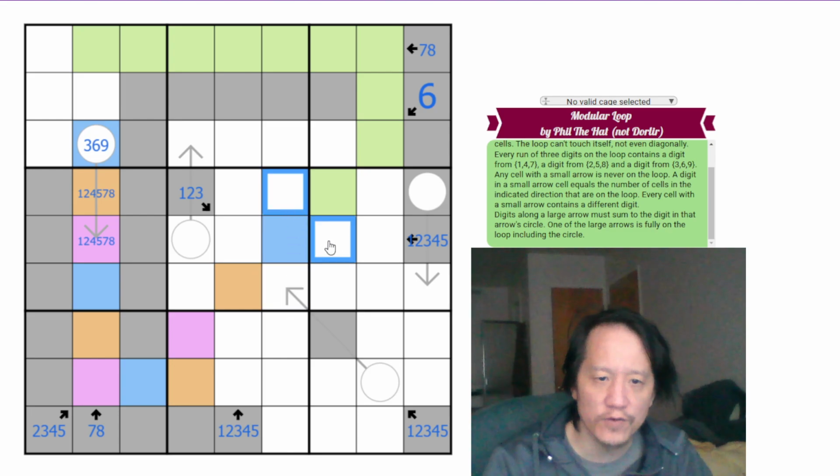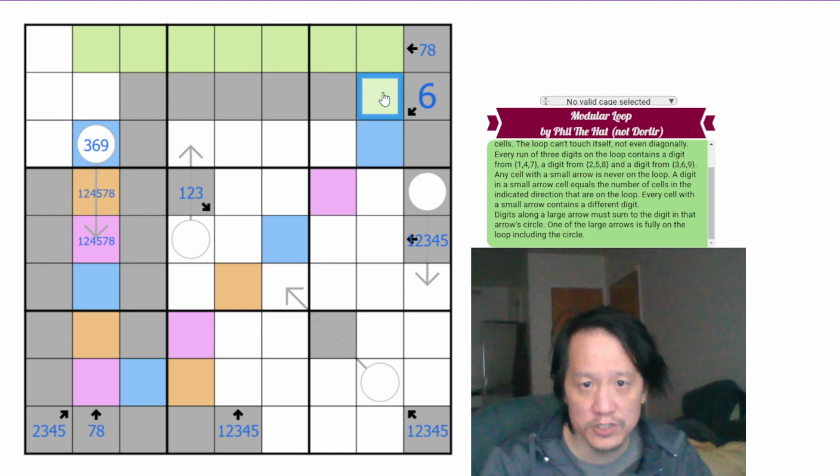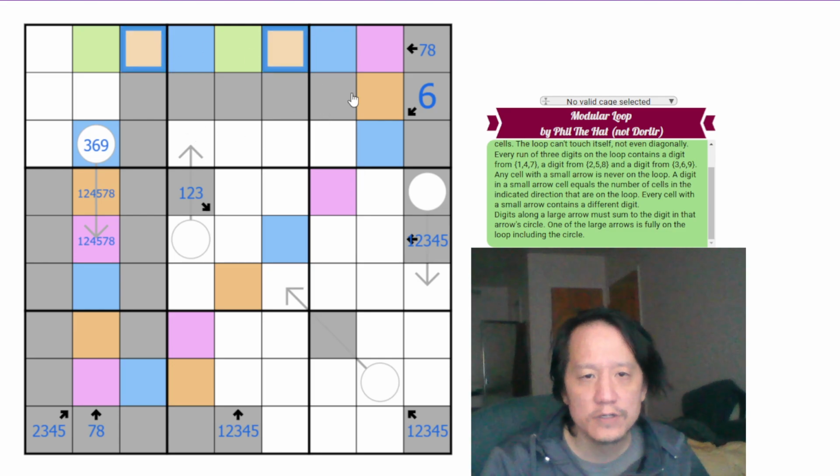Now it's blue followed by orange, so this is pink. This is pink followed by orange, so now this is blue. So this is blue, this is orange, this is pink. So then these are blue, these are orange, and these are pink.